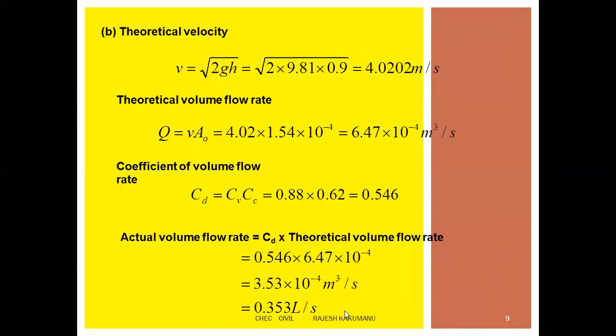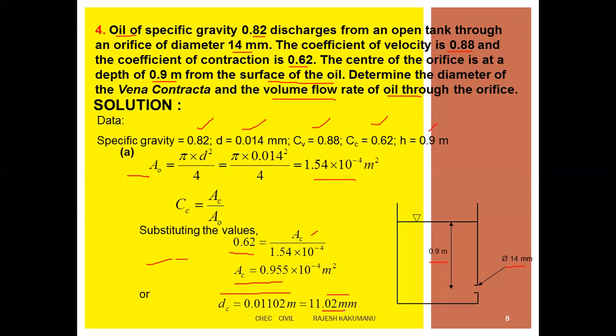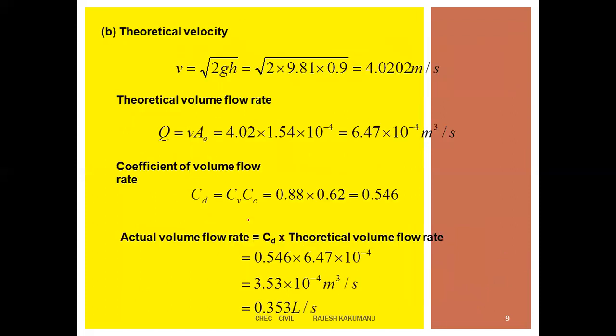Next problem, theoretical velocity. Determine the diameter of the vena contracta and the theoretical velocity. V is equal to root 2gh, 2 into 9.81, h is equal to 0.9, that is equal to 4.2. Then the theoretical volume flow rate, theoretical volume discharge is equal to V into A, that is 4 into 4.02 into 1.54 into 10 to the power of 4, that is a value.